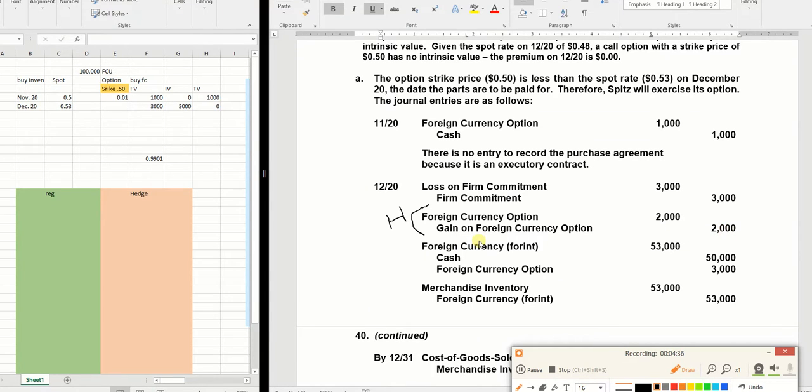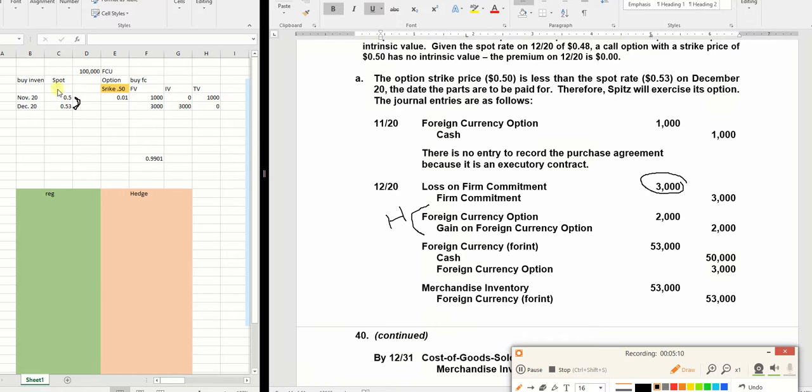Now, if you go back and read the problem, it says the firm commitment is adjusted by changes in the spot rate. And the spot rate went from 0.50 to 0.53. So 0.03 times 100,000 is 3,000. So that's where they get this. Okay? So now one kind of easy way to do it is if I have a gain on this side, I generally have a loss on this side.